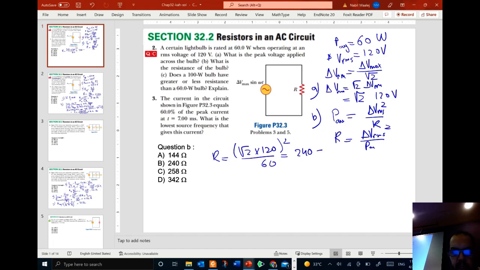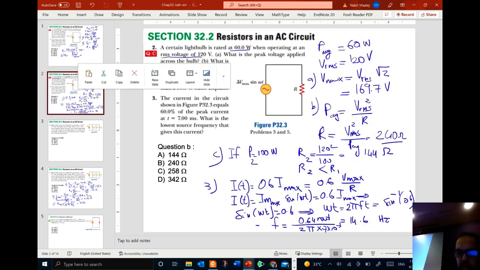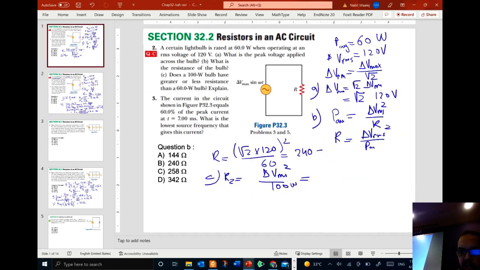The next question: does the 100 watt bulb have greater or less resistance than the 60 watt bulb? Let's do it. For R2, it's going to be the same delta V RMS squared divided by the average power, but instead of an average power of 60, it's going to be 100 watts. So you can see that it's going to be smaller, and in fact, when we plug in the values, you find that this is going to be 144 ohms, which is less than R1. Let's call this R1. Okay?